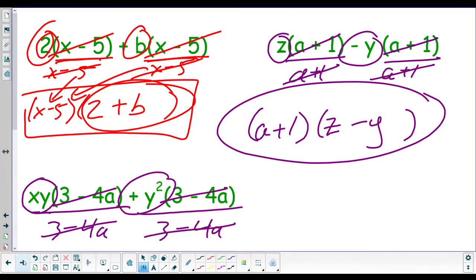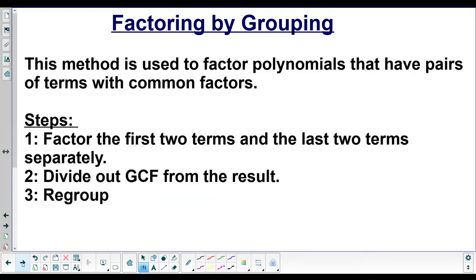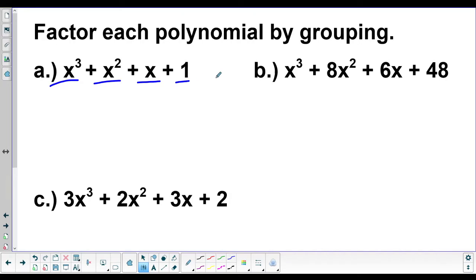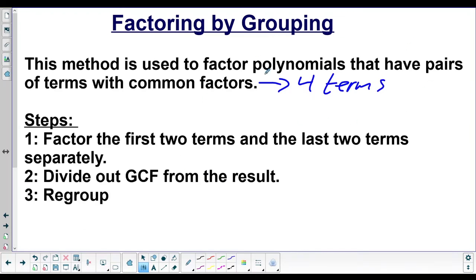All right, let's go look at the full process. So for factoring by grouping, this method is used to factor polynomials that have pairs of terms with common factors. The real giveaway is that these have 4 terms. If we look at them, 1, 2, 3, 4. Anytime you have 4 terms in your factoring problem, it's factoring by grouping.